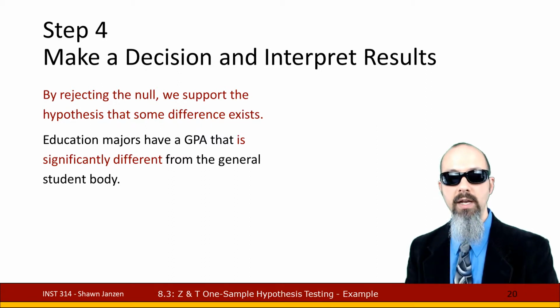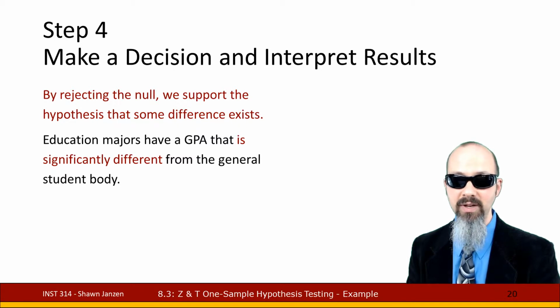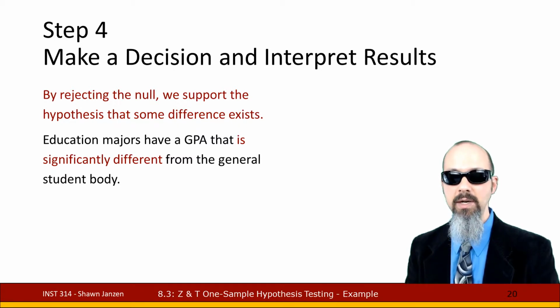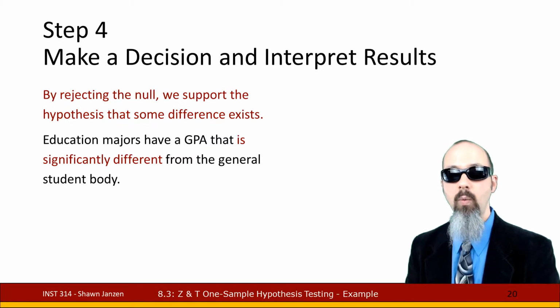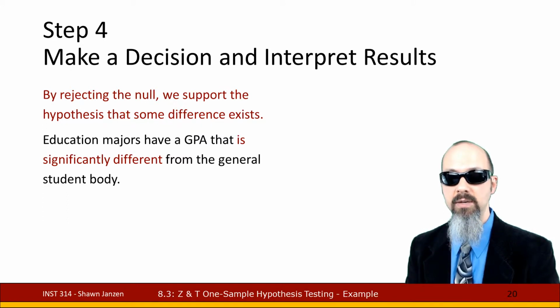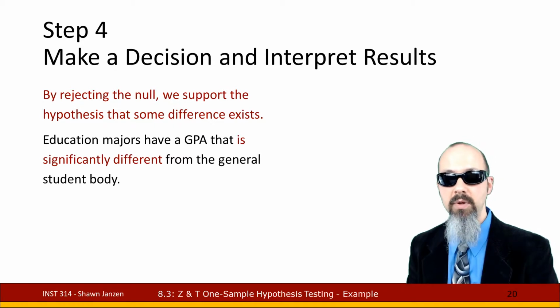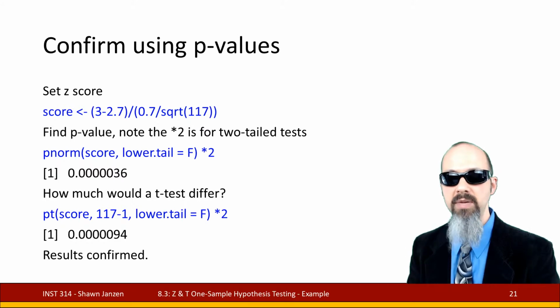Now, what we do with this is a topic for a different video. That could be a delicate situation where we need to talk to those running the education department and find out why we're finding these significant differences, or if perhaps we may have committed a type 1 error and another sample is going to be needed to prove this. But that would be, like I said, a topic for another video. But let's confirm our results using p-values.